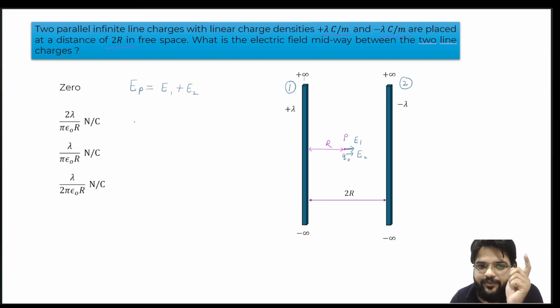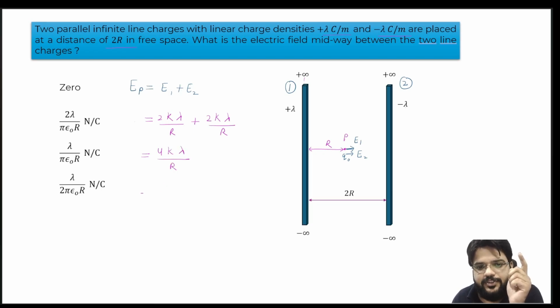So due to the infinite wire, the magnitude of the electric field is 2k lambda by r, where r is the distance between the point and the wire. And for the second wire it is again 2k lambda by r. So 2k lambda by r plus 2k lambda by r gives 4k lambda by r.